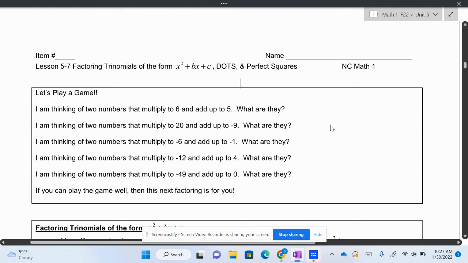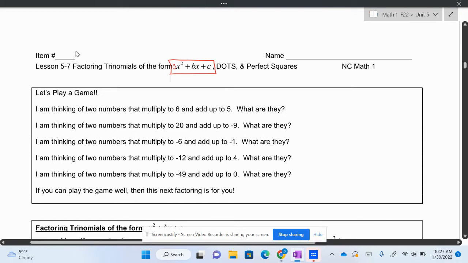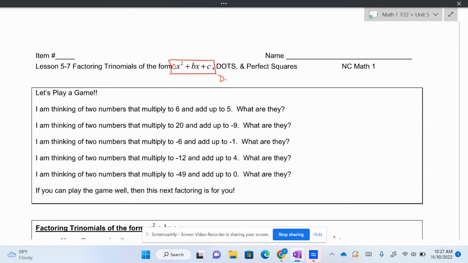Okay, so today is lesson 5.7, and we're going to factor trinomials in the form x squared plus bx plus c. So notice that there is no coefficient out in front of our x squared term. So that's going to make it a little bit easier. We're also going to talk about the difference of two squares. That's what the dots stand for. And then we're going to talk about perfect squares. Something like this, okay?